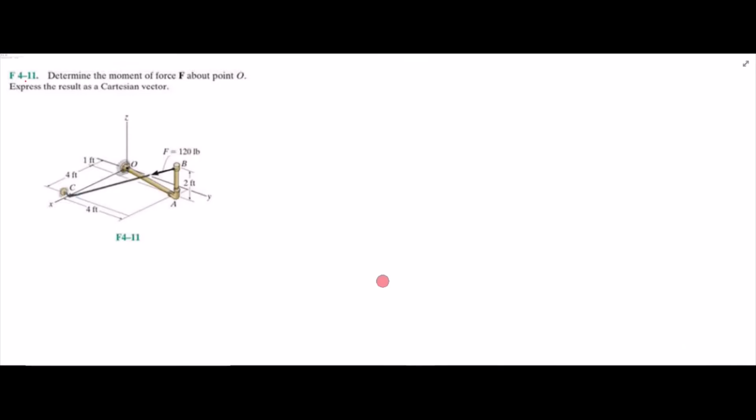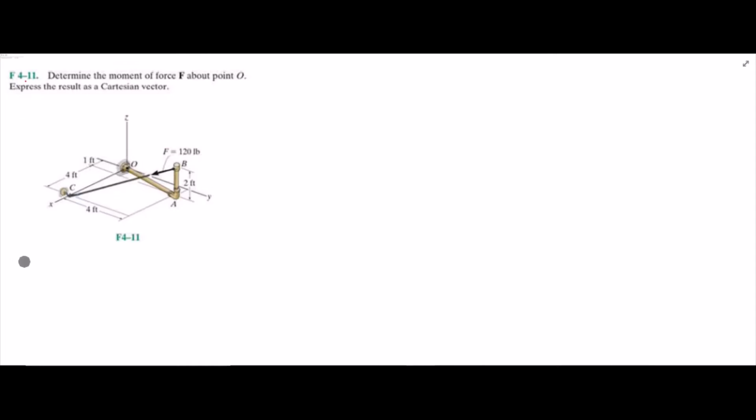Problem 4-11 from R.C. Hibbeler Engineering Statics, 12th edition. According to this problem, we have to determine the moment of force about point O, and then express the result as a Cartesian vector. To solve this problem, first of all, we need the coordinates.